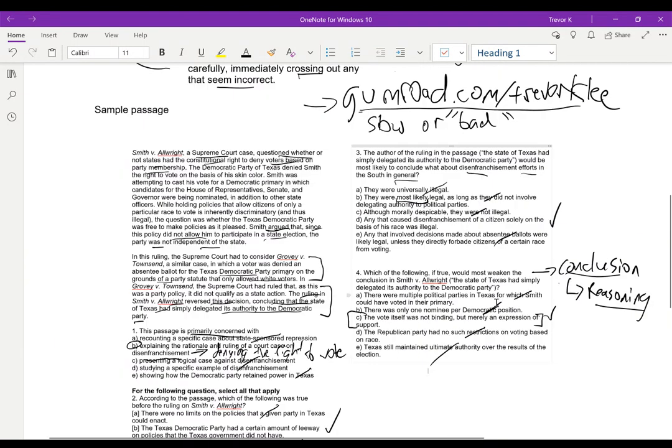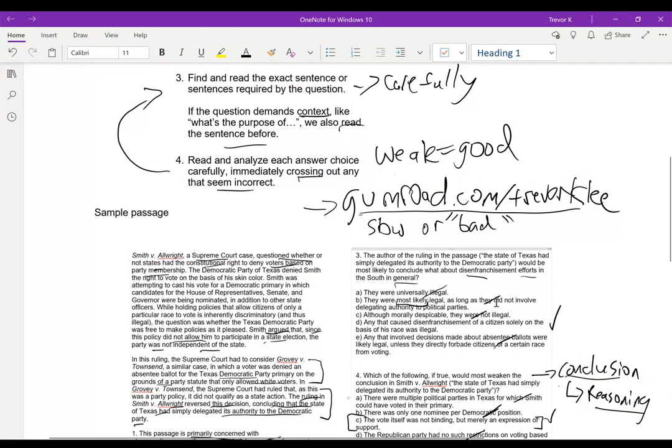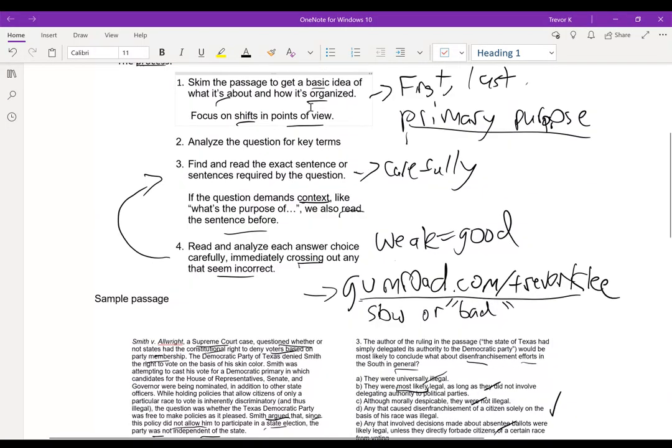All right, cool. So that is the process. We skimmed the passage, got a basic idea of how it was organized, first sentence, last sentence, analyzed each question for key terms. We went back to the passage as we needed, got the sentence or sentences that the question was about, and then we found the answer choices that applied, crossed out any that seemed incorrect.